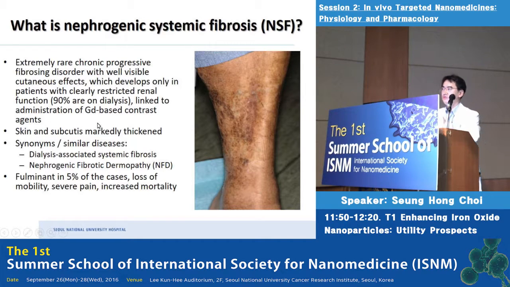Two conditions should be met when we say that a patient has NSF. They include abnormal renal function and a history of gadolinium-based contrast agent injection. In these patients, usually the skin and subcutis are markedly thickened. It progresses from the extremities to the body.